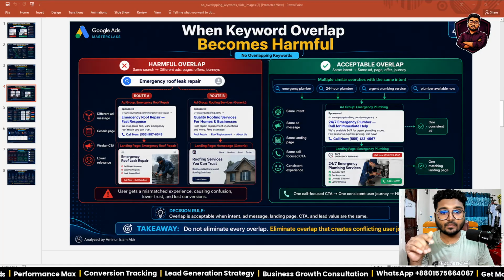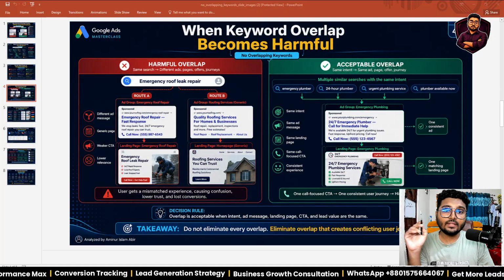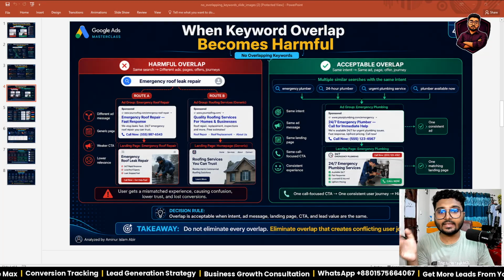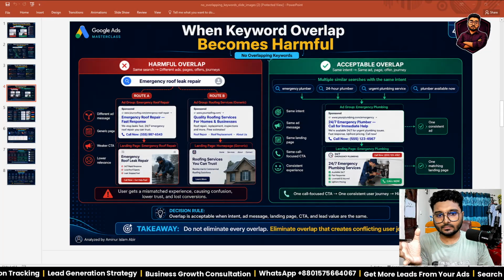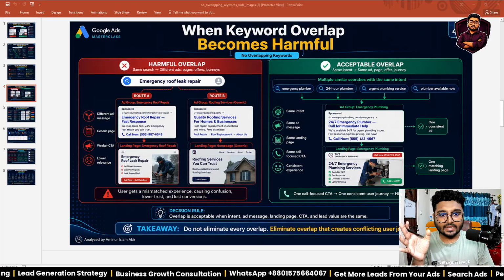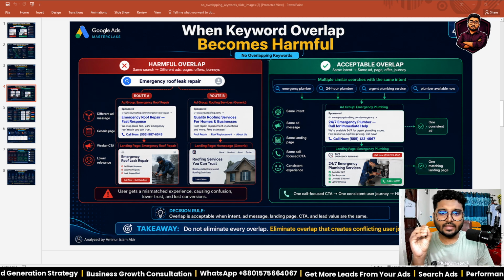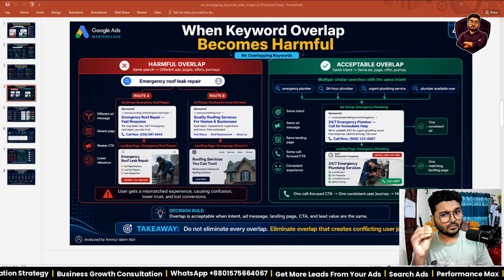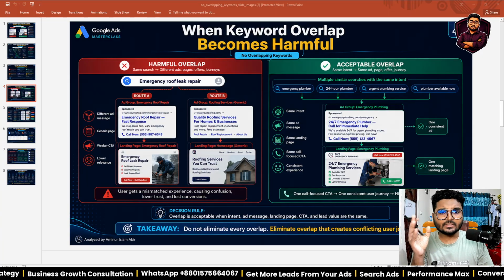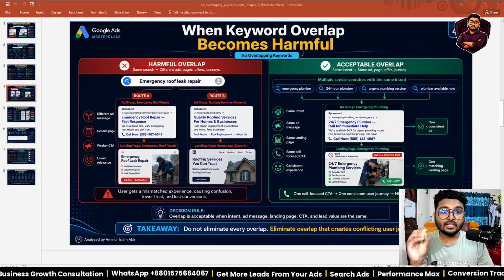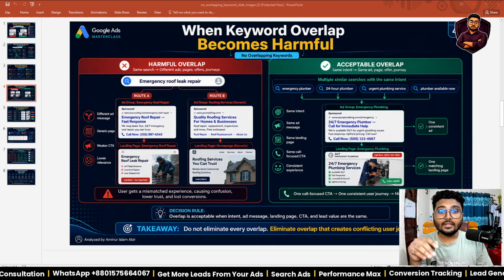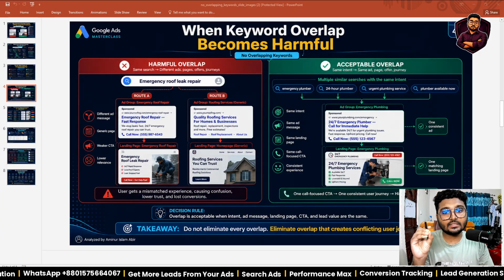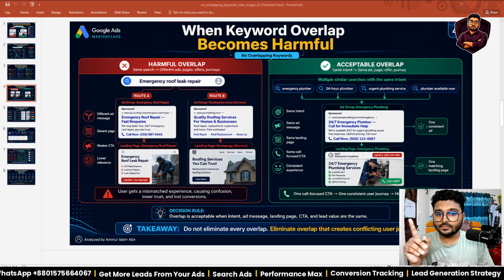Here is the decision rule. Overlap is usually acceptable when the following are the same: search intent, ad message, landing page, CTA, and business value. If those elements change, the search intent should probably have a clear owner. So do not try to eliminate every possible overlap. Eliminate the overlap that creates a conflicting customer experience. Now let's build a clear keyword structure for a local business.